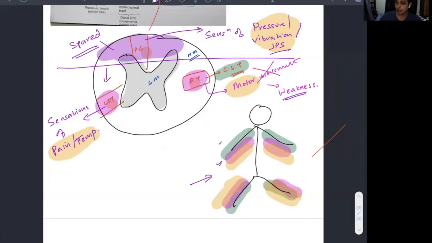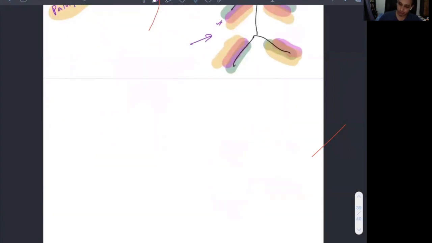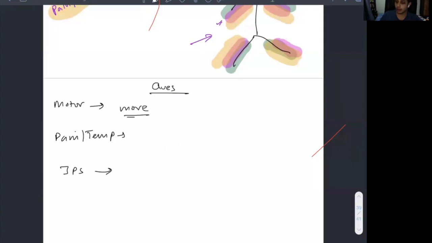Now, the questions that you have to ask for this are very specific, and they're important. So I'll just list them: motor, pain and temperature, and joint position sense. Motor, the question that you have to ask is obvious. Can you move? If there's no movement, then that means there is weakness, or if there's less movement, then that means there is weakness. Pain and temperature is unnoticed injury.